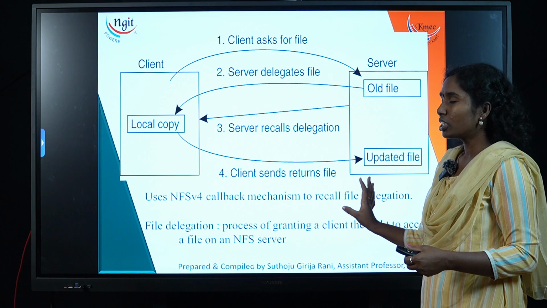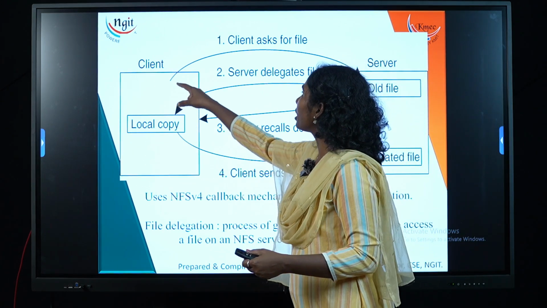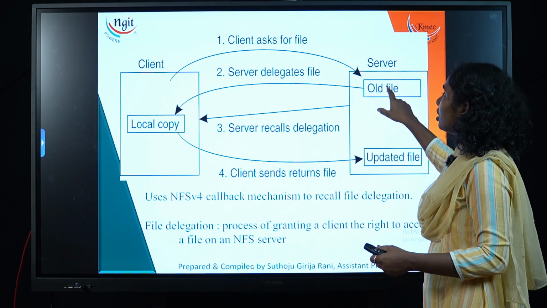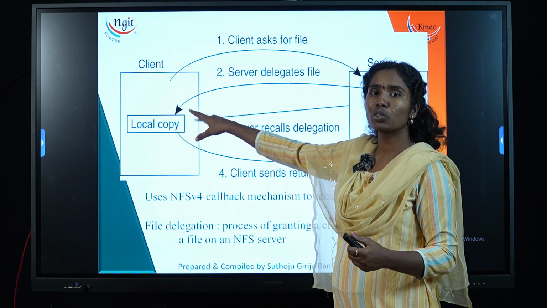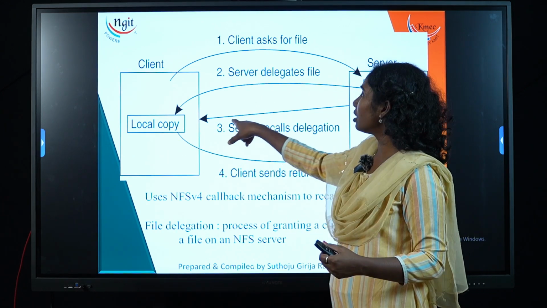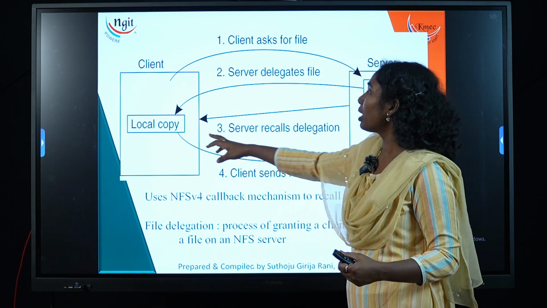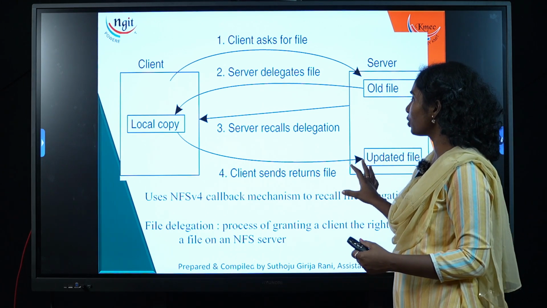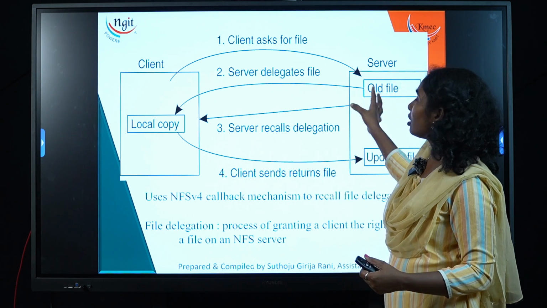Now coming to the procedure, how it takes place: the client machine has one local copy. The client starts asking for a file from the server. The server will delegate that file to the client. The client utilizes it, and then the server recalls the delegation, and my file is updated at the server level. So what is this procedure? The client returns the file contents back to my server.